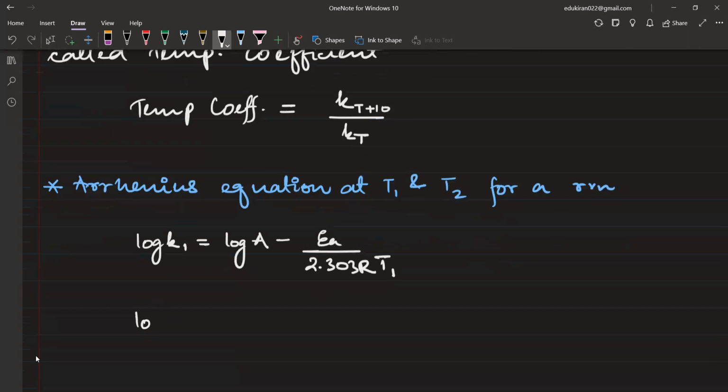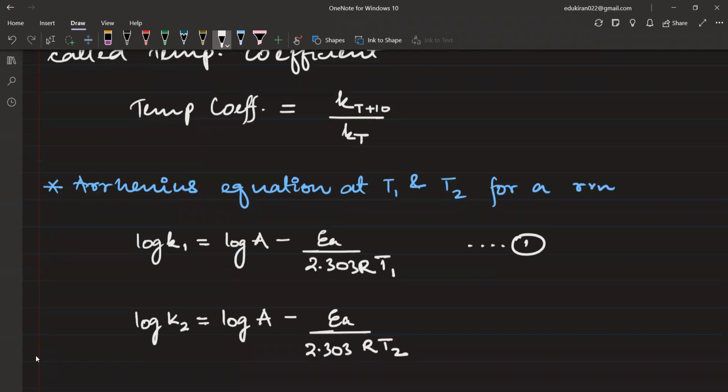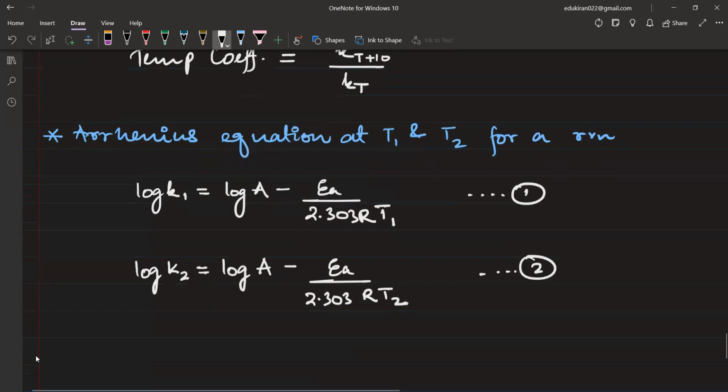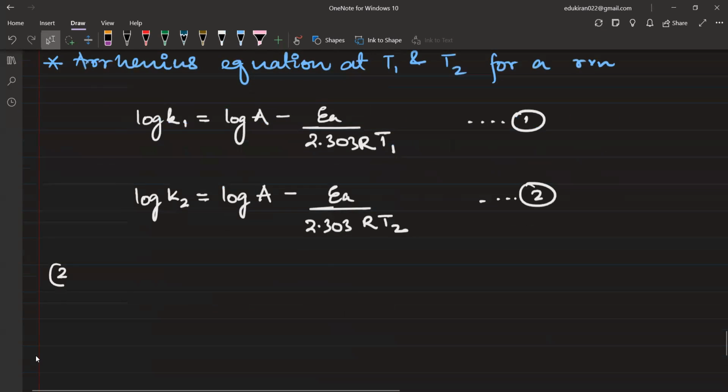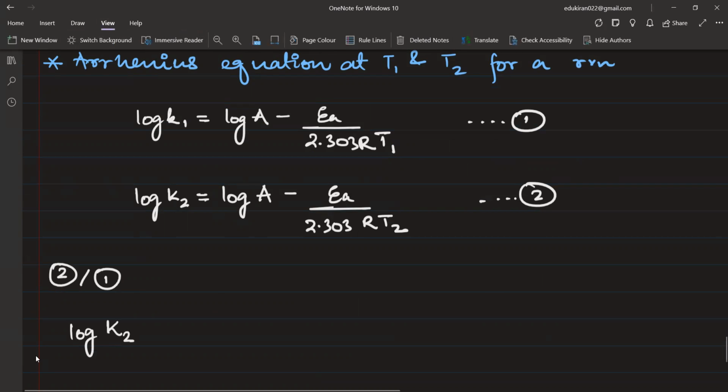At temperature T2, the K will become K2. Now, since for a reaction A and EA are not changing, this will be the same: EA upon 2.303 R into T2. Okay, so this is for the first one, this is for the second one. Now, if you are going to do 2 divided by 1, then what are we going to get? So see, we are going to get log of K2, or rather, wait a second.